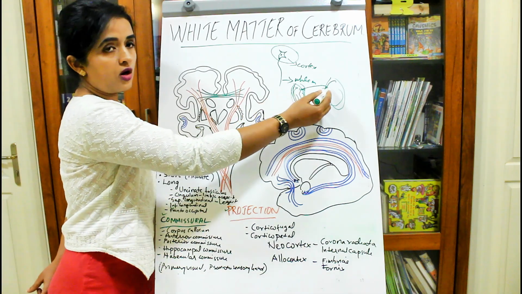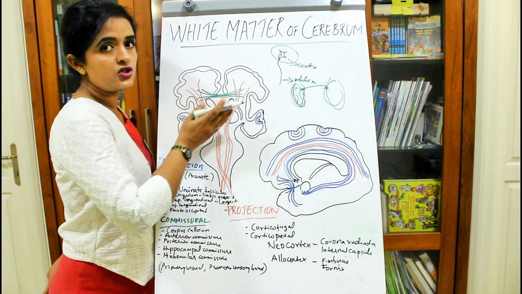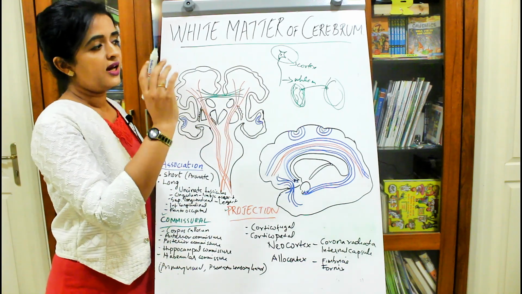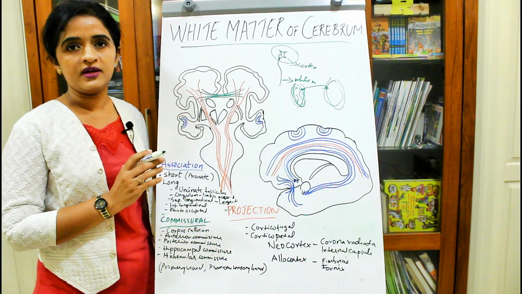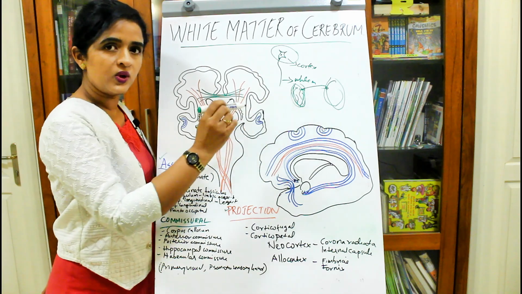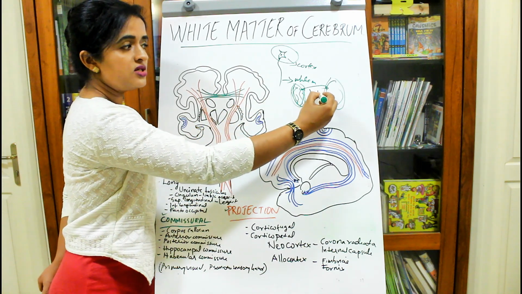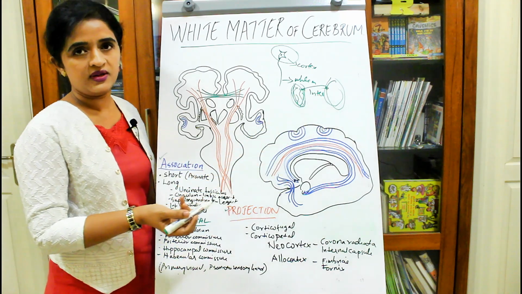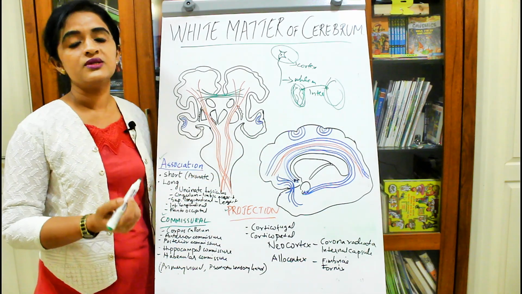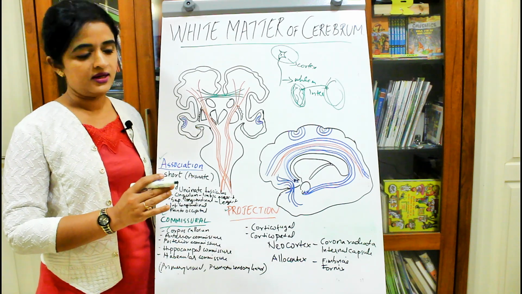So they actually cross, isn't it? And they connect the two cerebral hemispheres. Hence they are known as commissural fibers. So it is not confined to one single cerebral hemisphere, isn't it? So you call it interhemispherical. So the commissural fibers are interhemispherical.